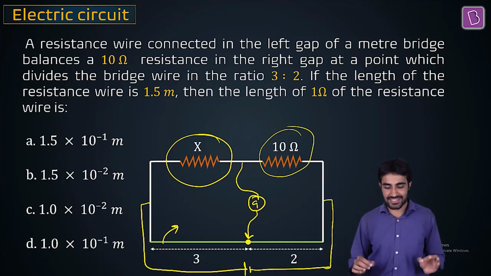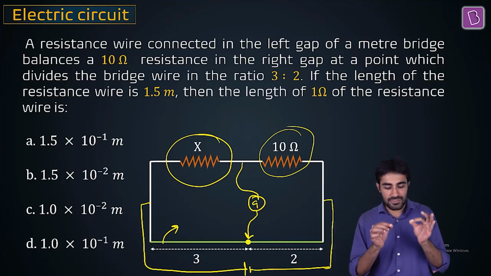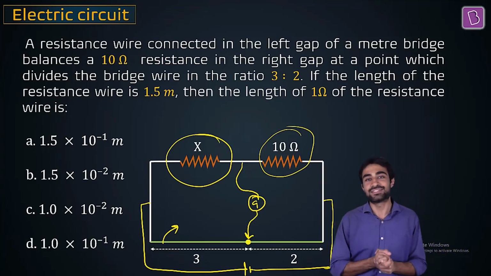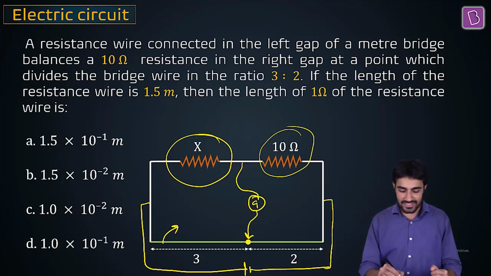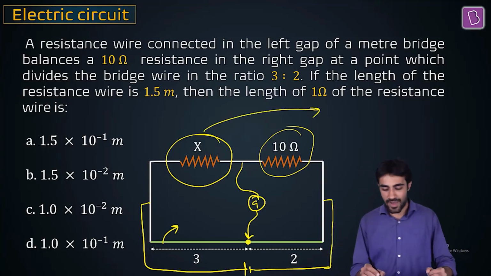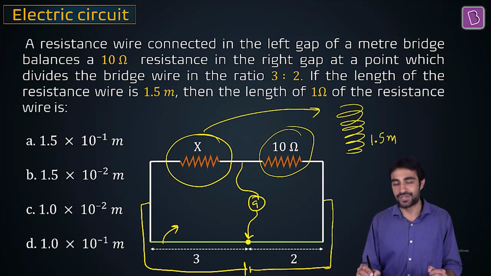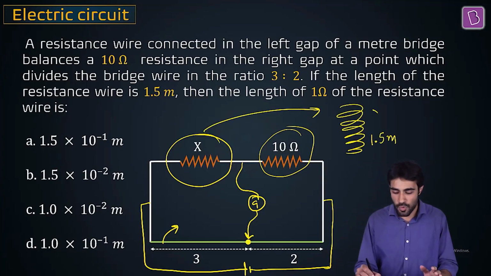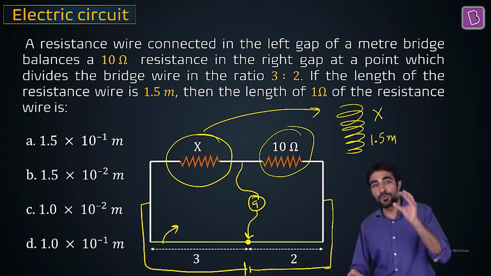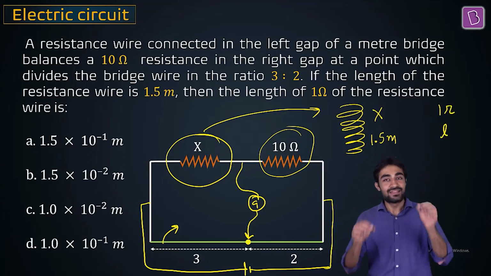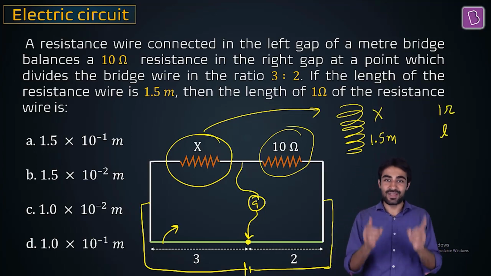Now the second line says, if the length of the resistance wire is 1.5 meter, then the length of 1 ohm of the resistance wire is. So they say that this special wire, let's draw it over here, is of length L equals 1.5 meter. And the resistance we don't know, let it be X. Now some portion of this wire has the resistance of 1 ohm. What is the length of that portion of the wire? This is the question.